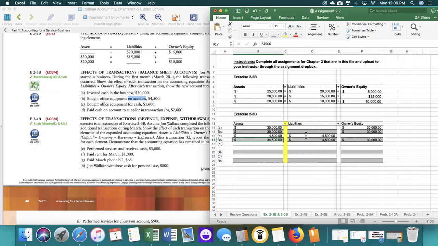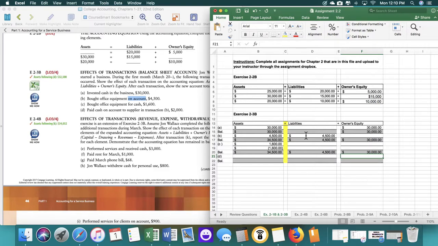Transaction C, we bought office equipment for cash. So this time we're just affecting 2 different asset accounts. So we're going to increase one asset by $1,600. We're going to decrease cash for $1,600. So essentially this transaction cancels each other out when doing the math, so we know exactly what we have. So we're just going to use the same amounts as last time.